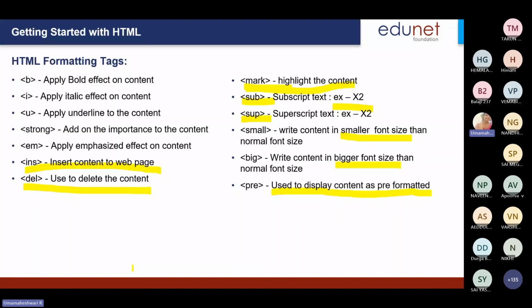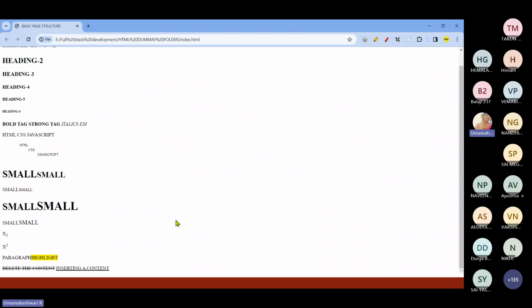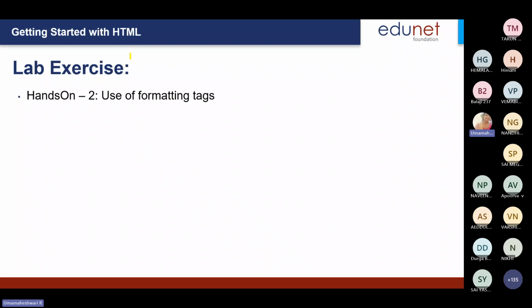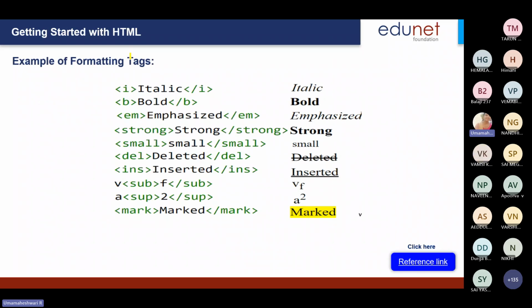Okay, so these are some formatting tags. We know what is strong, it adds importance to the content. It's a bold effect on the content, and italics, and then underline to the content. Underline means you can use U. U means it will underline the content, same like this one. Clear? So this is all about the formatting tags. We are done with this one. So these are the examples of the use of formatting tags.